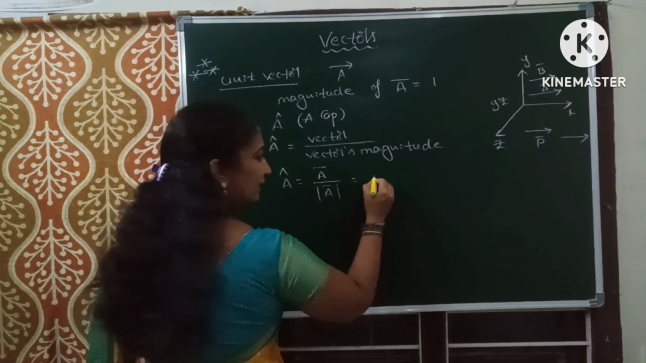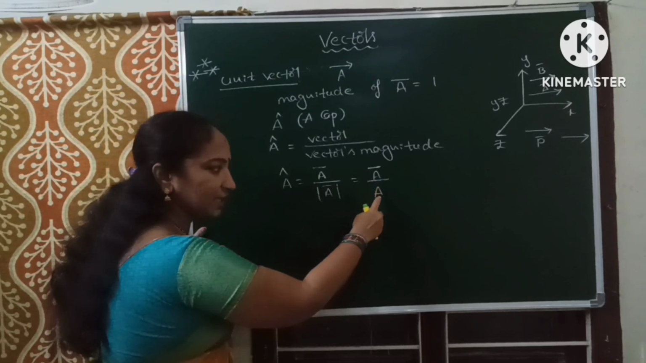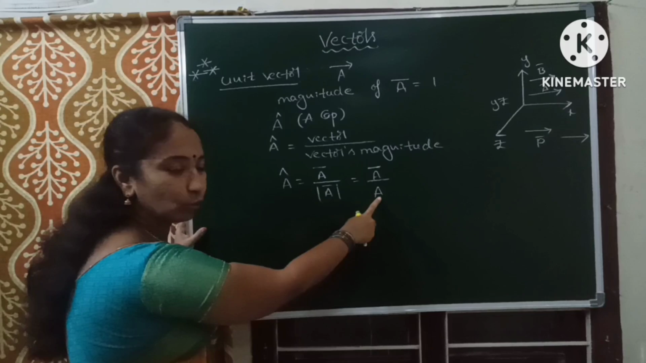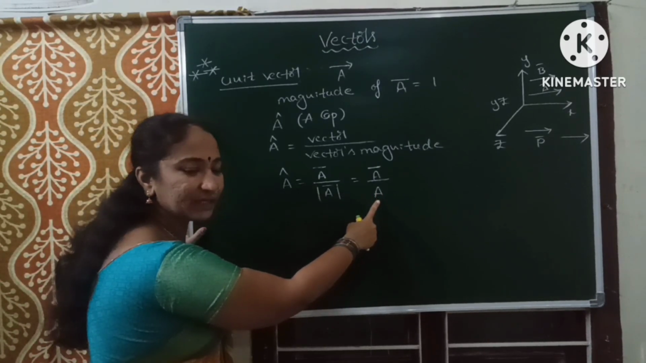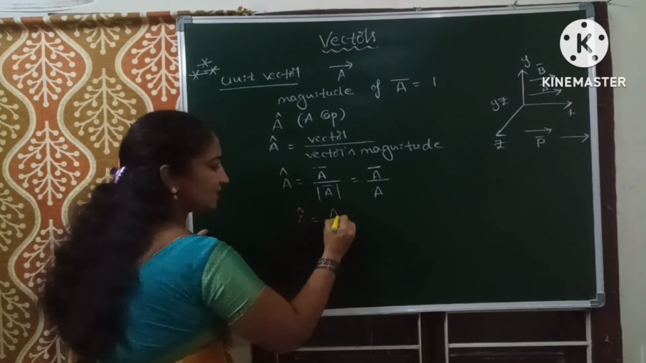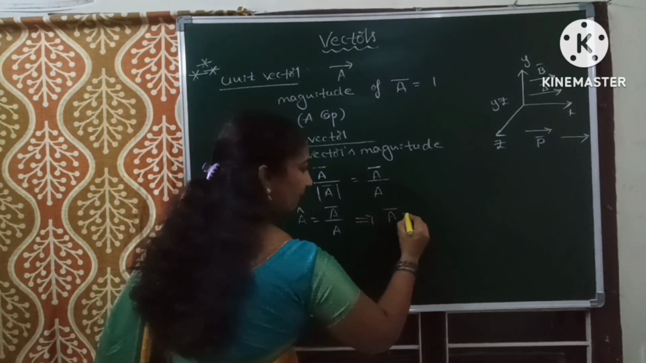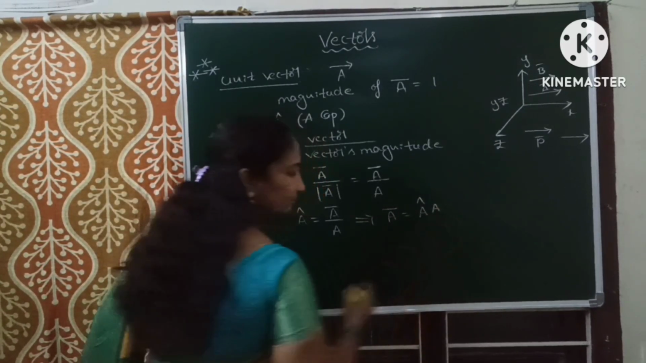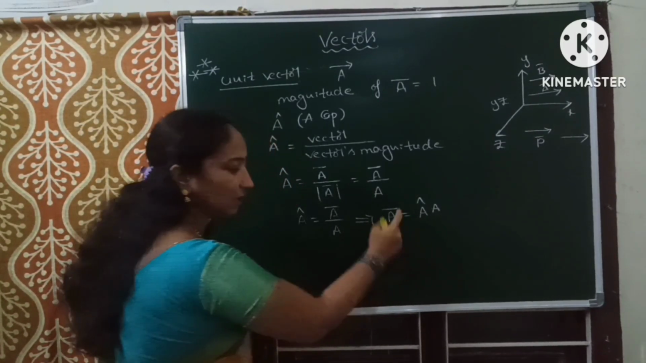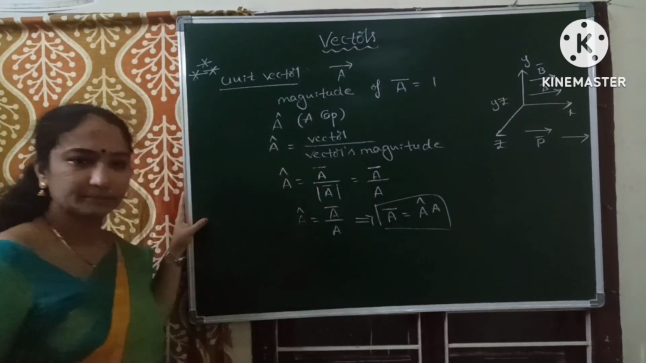One more point, students, it can also be rewritten as a bar by a. That means without a bar, if we write a vector letter, that represents the magnitude. Only a is written here, it has no bar. Here a represents the magnitude. So you can rewrite it as finally a cap is equal to a bar by a, which means a bar is equal to a cap into a. If we multiply a unit vector by its magnitude, we get a vector. Right, this is about the unit vector.